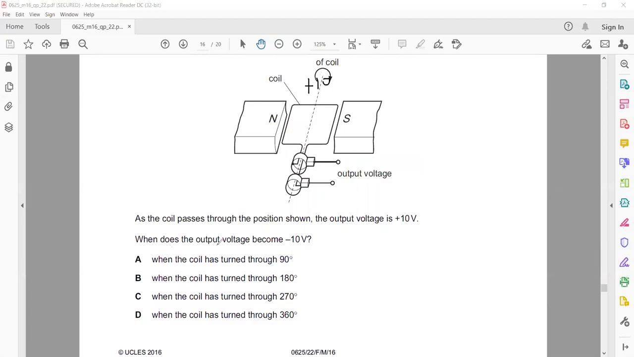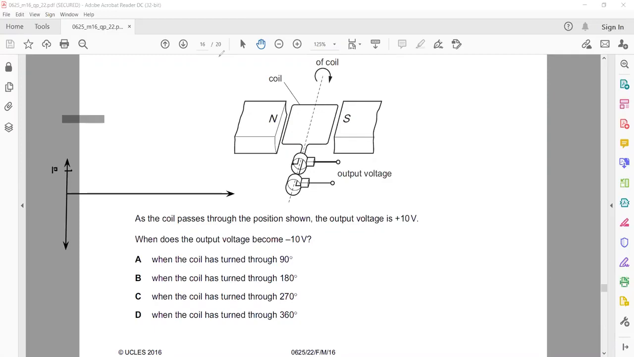When does the output voltage become minus 10? What will be the rotation so that it will become minus 10? Like the coil is horizontal, we are getting a maximum voltage. So when it is exactly horizontal, we are getting a maximum voltage, that's 10.